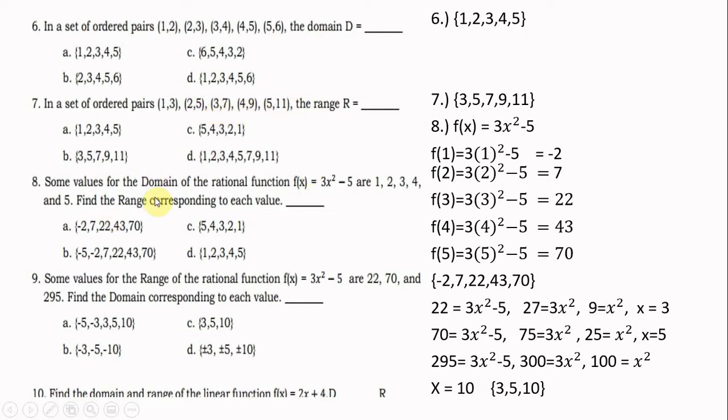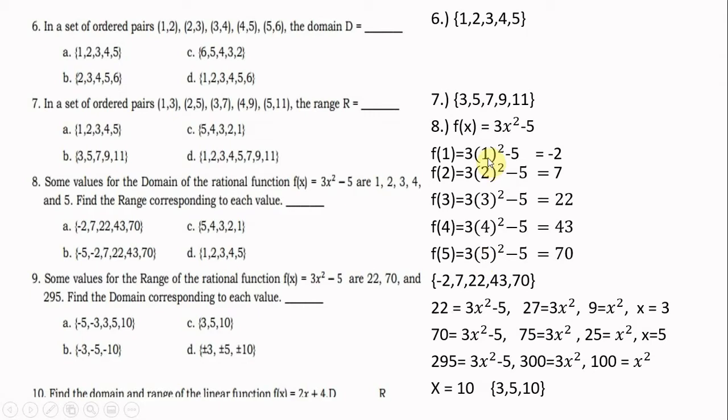Number 8: some values for the domain of the rational function f of x equals 3x squared minus 5 are 1, 2, 3, 4, and 5. Find the range corresponding to its value. So all you have to do is substitute x by 1, 2, 3, 4, and 5. So here it is. We have substituted already x by 1, 2, 3, 4, 5.